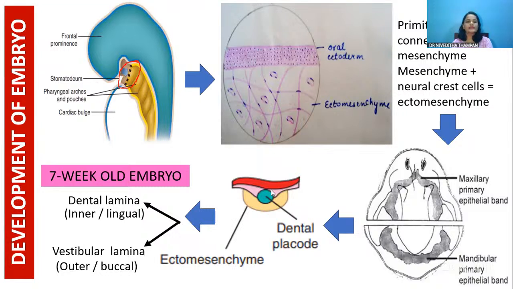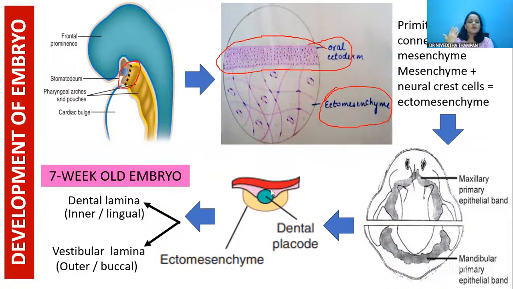Okay, so the primitive oral cavity, the stomatodium, is lined by an epithelium and a connective tissue. The epithelium is called the oral ectoderm, and the connective tissue, like I had mentioned before, is called ectomesenchyme. Why ectomesenchyme? Mesenchyme, because it is a primitive type of connective tissue, and ectomesenchyme, because neural crest cells have migrated into this connective tissue. So that's why it's called ectomesenchyme.